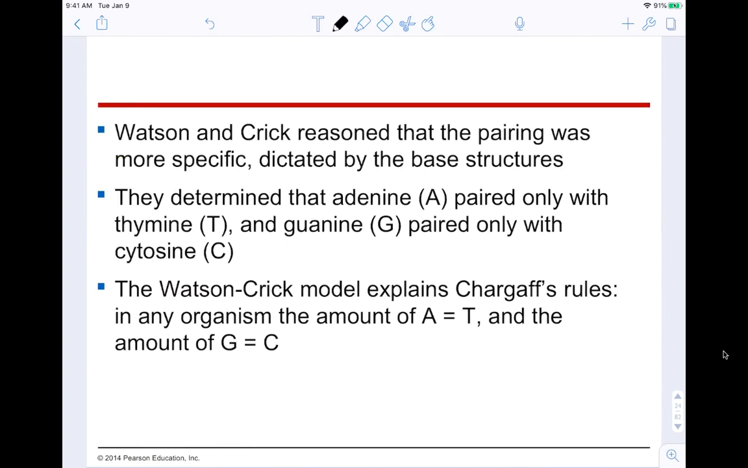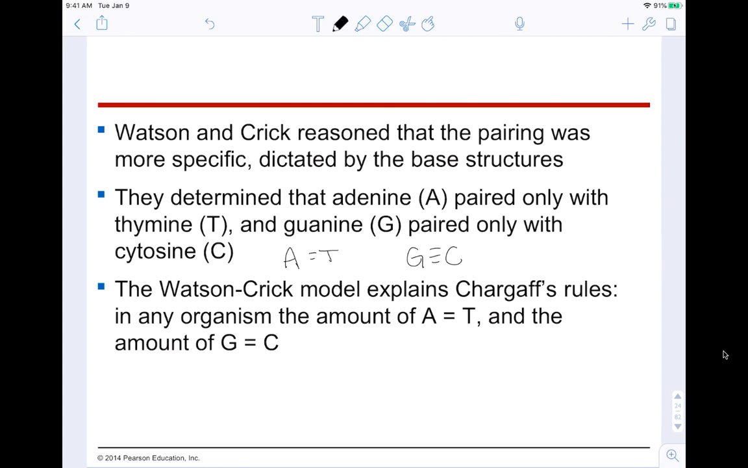Okay, so Watson and Crick reasoned that the pairing was more specific, dictated by the structures. So that's where we get our purines and pyrimidines and the correct width of our overall molecule. So they determined that adenine paired only with thymine and guanine paired only with cytosine. Remember, apples grow on trees, gas goes in cars. A always pairs with T, G always pairs with C. And I like to remember A2T, G3C for the hydrogen bonds. So the Watson-Crick model explains Chargaff's rule that in any organism, the amount of A is equal to T because they always pair together. If you've got an A, it's got to have a buddy, which is T.